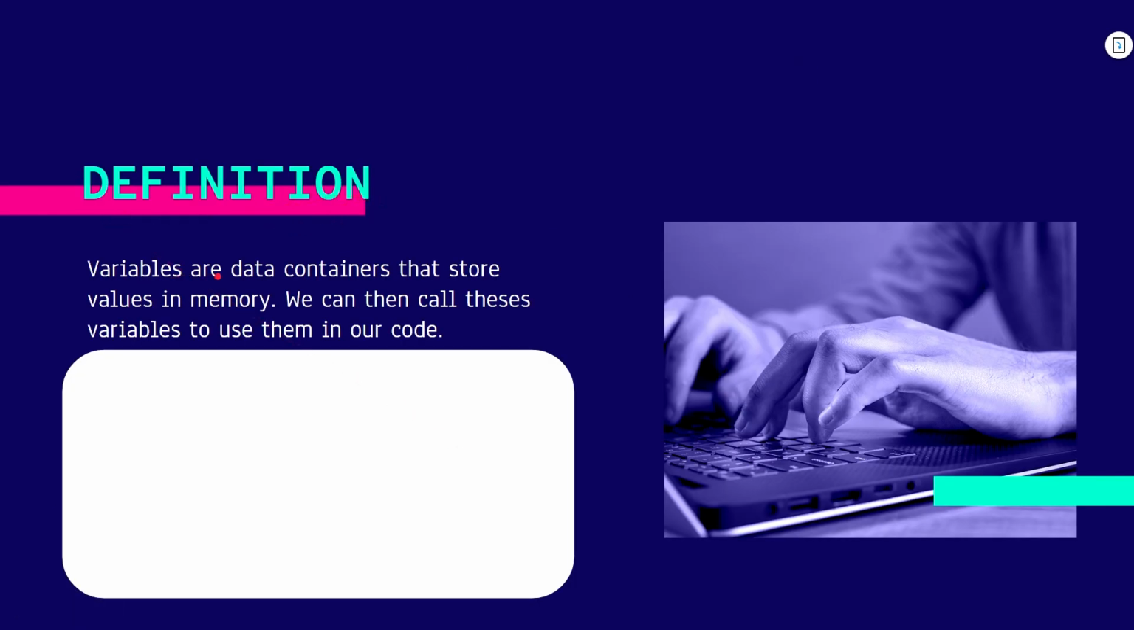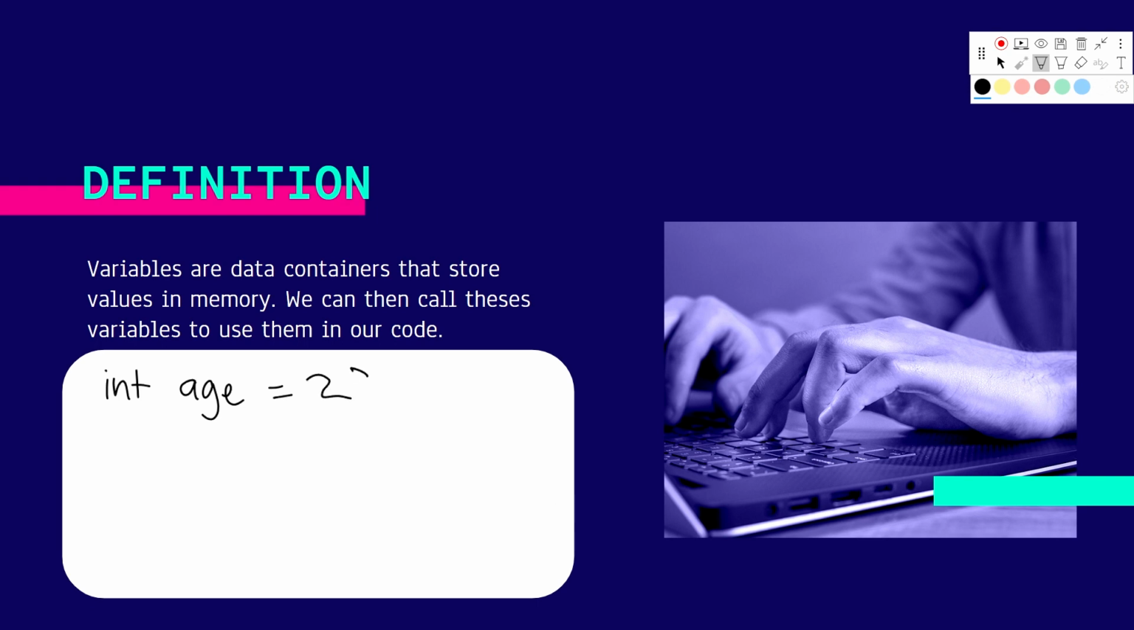So variables are just like data containers, and they store values in memory. We can then call these variables again in our code to use them in any method that we want. For an example, to make it easier to understand, if we have, for instance, int, which stands for integer in Java, age equal 25. So here we have integer, that is the data type.